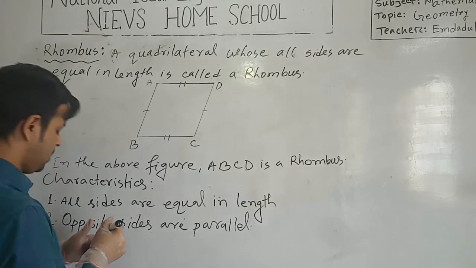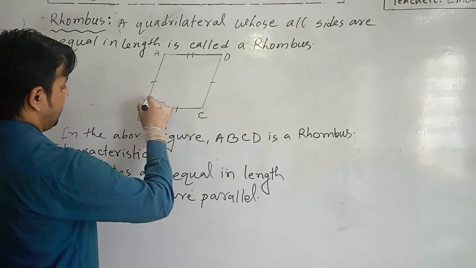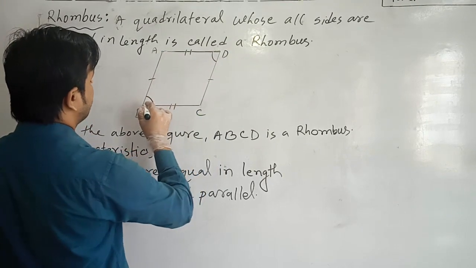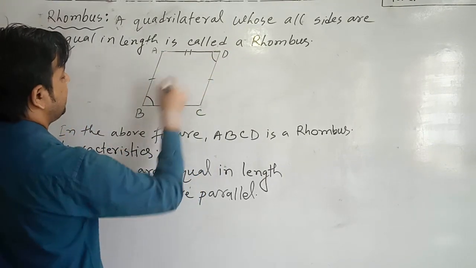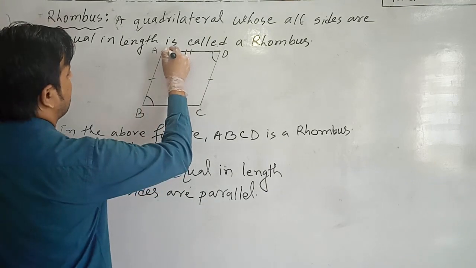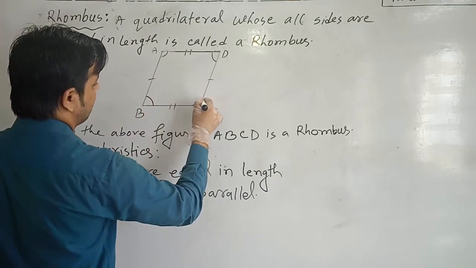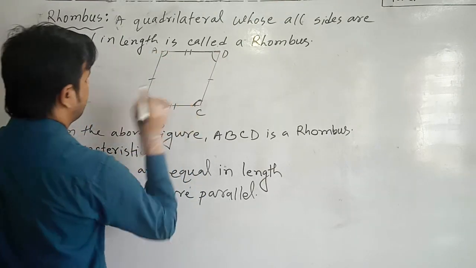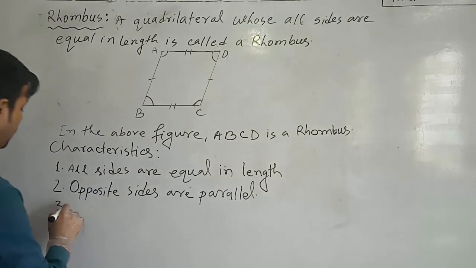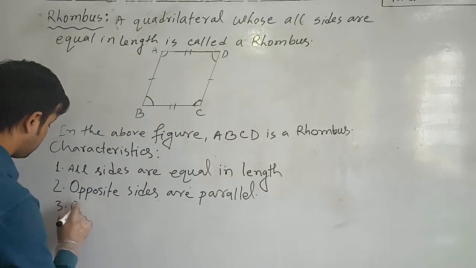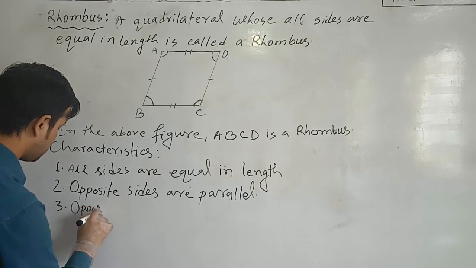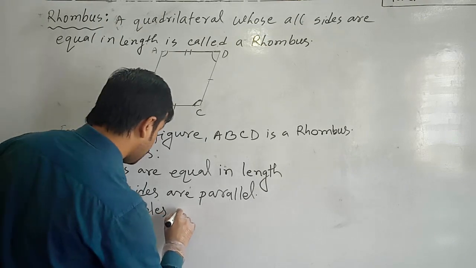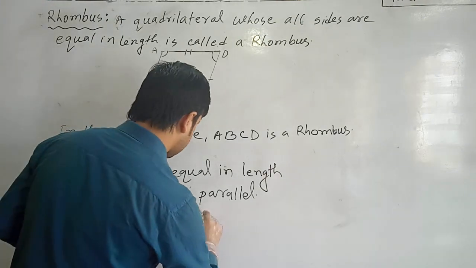Then we can say opposite angles are equal. Angle B and D are two opposite angles. Angle A and C are two opposite angles. Angle B will be equal to angle D. Angle A will be equal to angle C. So we can say opposite angles are equal.